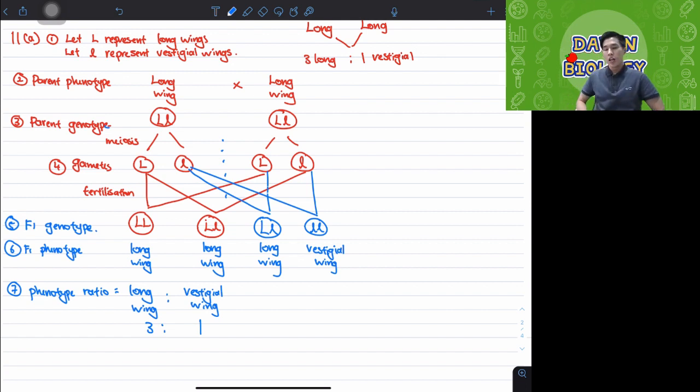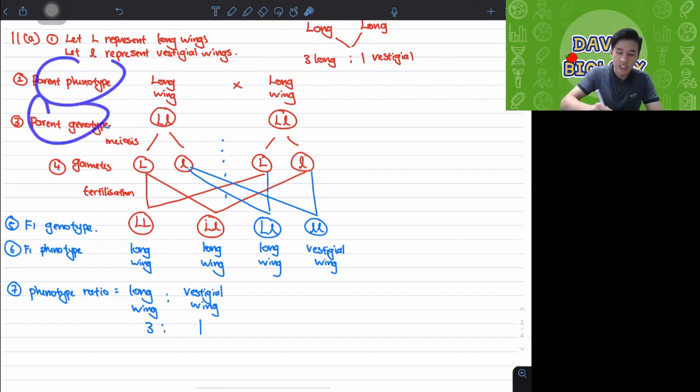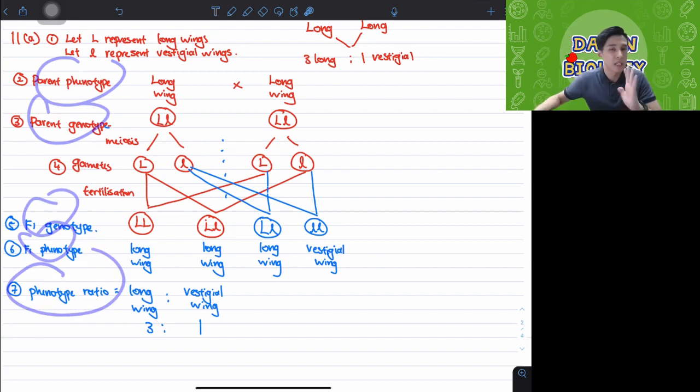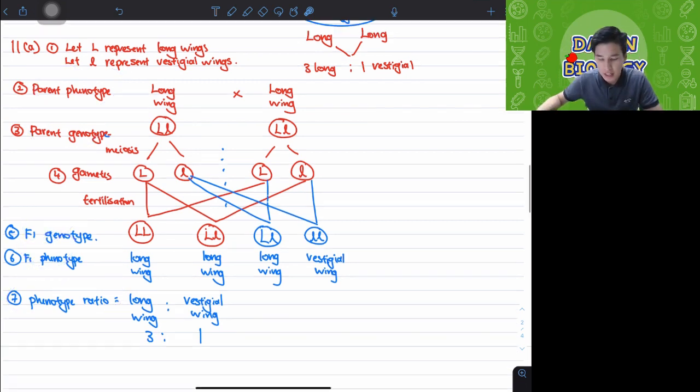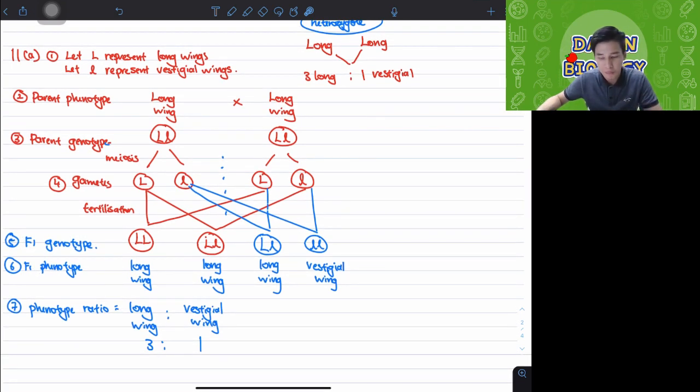So for the schematic diagram in essay, you need to write every single detail out, and the maximum marks is around 7 marks. Okay, no problem.